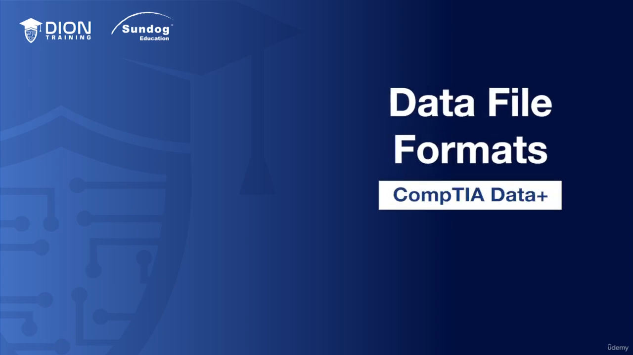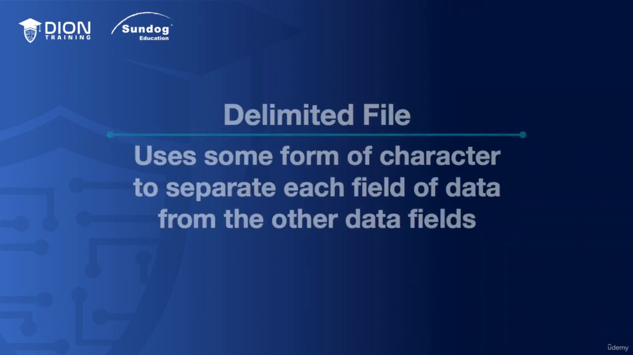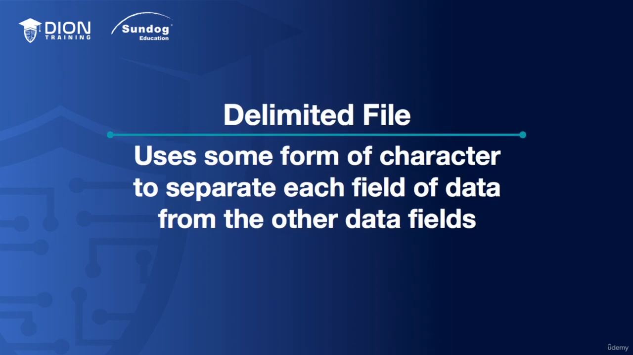In this lesson, we're going to talk about data file formats, specifically delimited files and flat files. When I talk about a delimited file, these are files in which some form of character is going to be used to separate each field of data from the other data fields. The most common type of this is known as a comma-separated value file, or CSV, and that means we're going to have a comma between each of the fields.